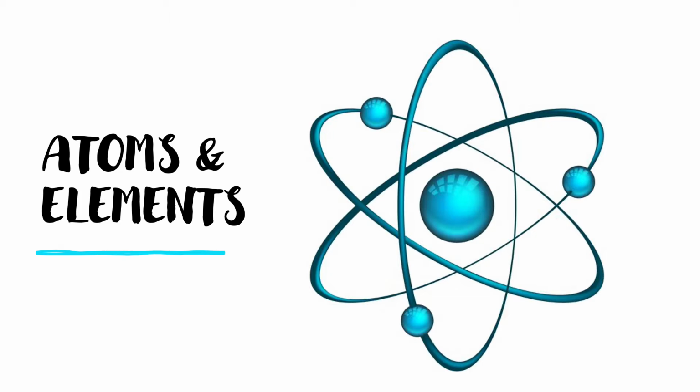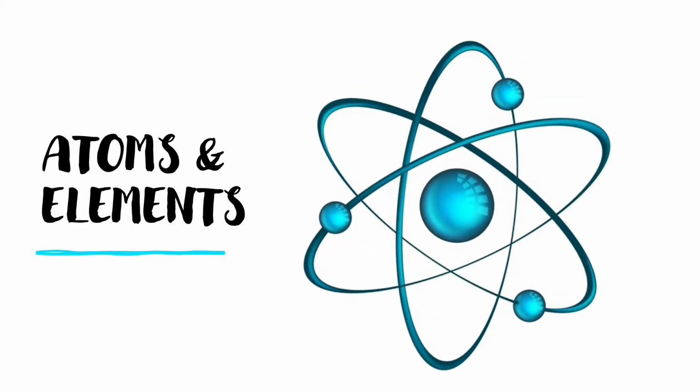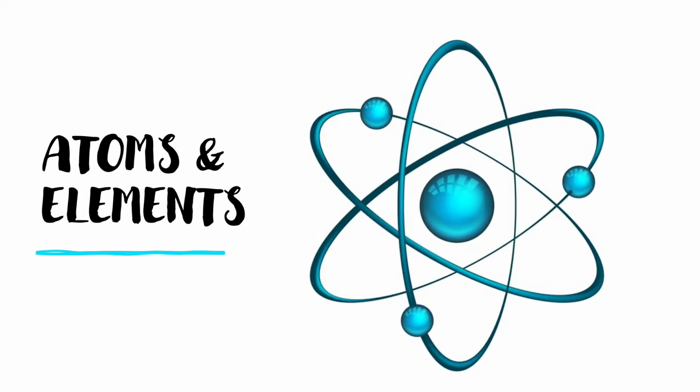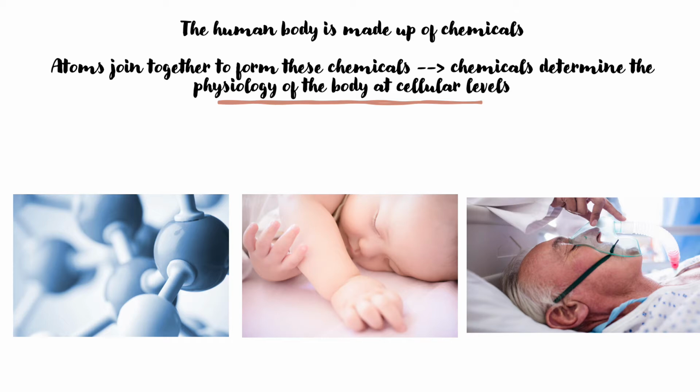What's an atom? An atom is the basic unit of a chemical element, and these elements are made up of atoms. And someone might say, why do we need to know about atoms and elements in anatomy and physiology? Well, you need to understand basic chemistry in order to know how the body works.